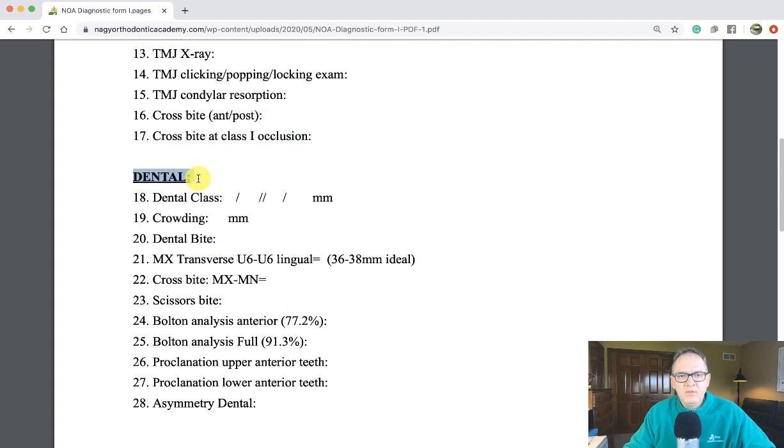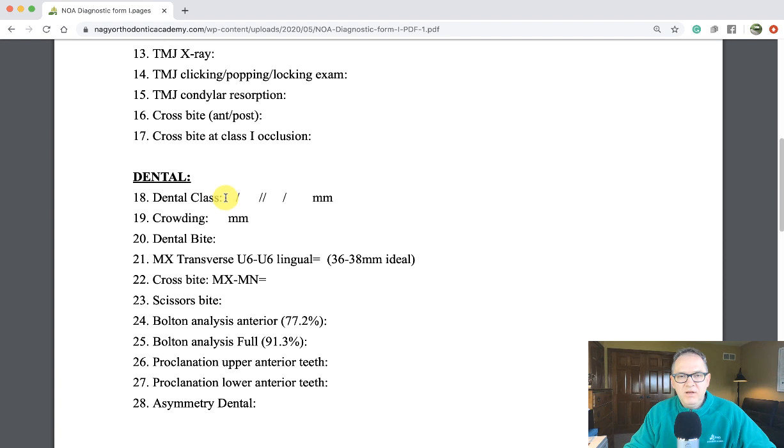Then we're going to come to the dental analysis, and here we have number 18, which is the dental class, okay? So this we covered in a previous seminar too, and we're going to have a lot of practice on this. You need to say class 1 or class 2, and then remember this part is the upper right molar. This part is the upper right canine. This is the left canine. This is the left molar. So you're going to say class 2, 2, 2, 2, 2. That just means they have a class 2 everywhere.